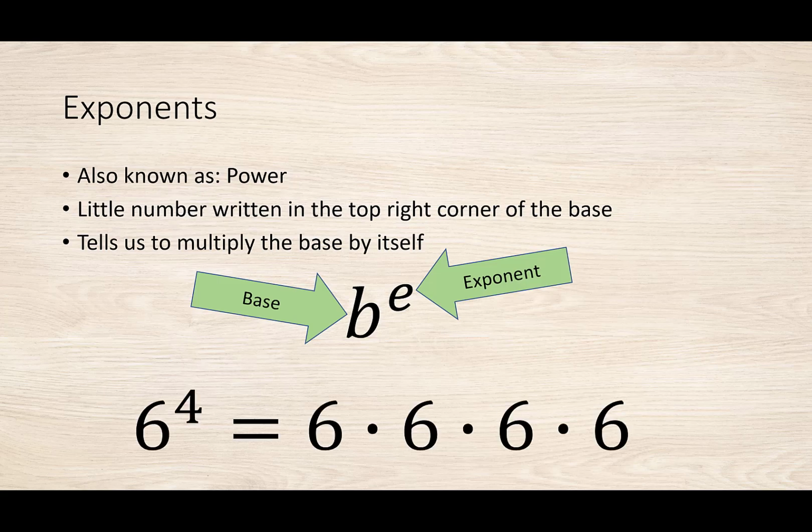So if we had this example here of 6 to the 4th, that is telling us that we have 6, which is the base, times itself 4 times. Because that's how many times the exponent tells us to multiply it by itself. So it gives us 6 times 6 times 6 times 6. And that's how we would write it out.